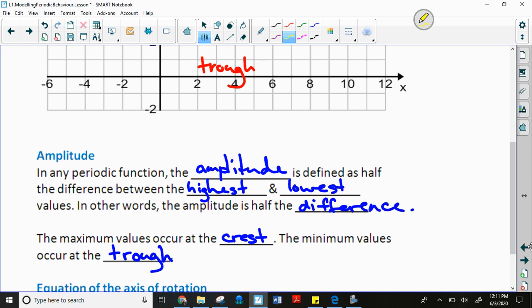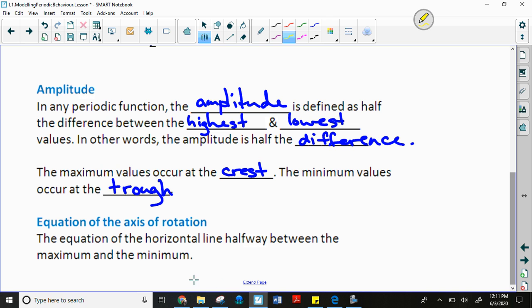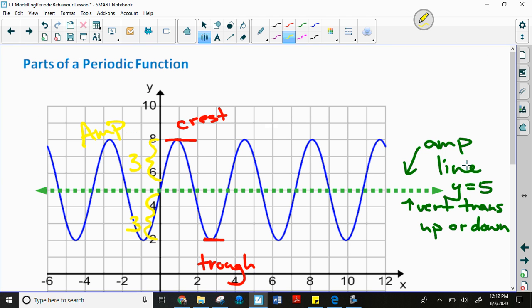Oh, they're calling it the equation of the axis of rotation. See? The equation of the axis of rotation. That's what I call the amp line. That's my amp line. Amp line is the equation.